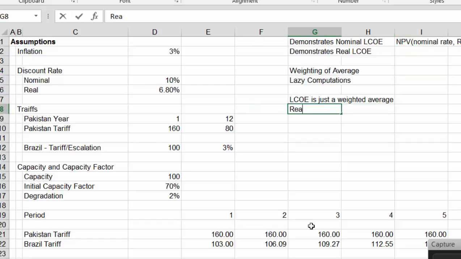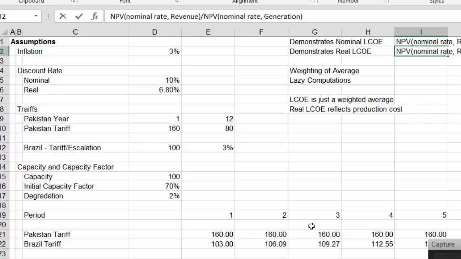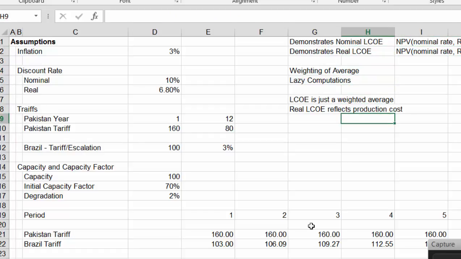Okay, and then we'll also show you that when we make a real LCOE, it really reflects the production cost. Now I have to hurry up a little bit, and I might have to even stop the video. If I do, I do. We'll show you that we do the same thing, except this time we use a real rate. And so we get a bigger denominator because of the smaller rate, and we get a lower number, and that's the real production cost.